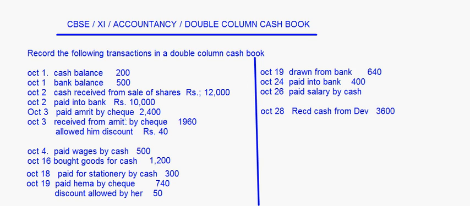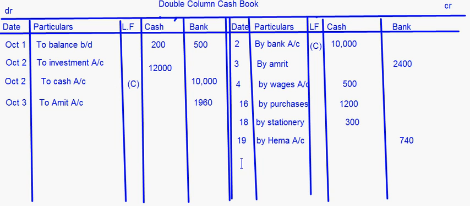October 19th, drawn from bank. Drawn from bank means I am withdrawing money from bank, right? So here basically it's a contra entry, so I have put it here. October 19th, withdrawn cash from bank, that's what it means, right? So cash is coming in, it is a receipt for cash. So here you will write to bank account, right? It is a contra entry, and in the cash column you will write 640, right? And here you will write by cash account, in the bank column you will write 640.